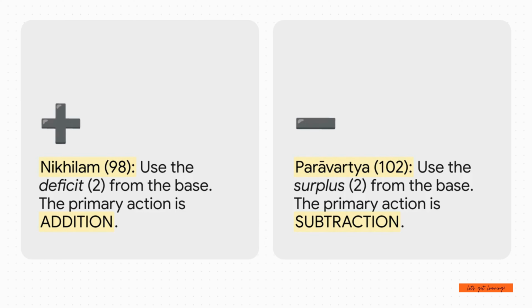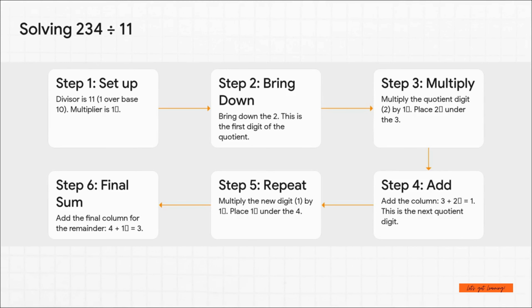Well, with the old method for 98, we had a deficit of 2 from our base of 100. That gave us a positive multiplier. Easy. But for 102, we have a surplus of 2. So we transpose it, we flip its sign, and our multiplier becomes -2. And that one little change flips the entire process. Instead of adding, we subtract. It's like the other side of the same coin. So let's actually do one together.